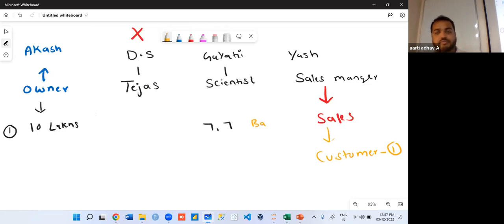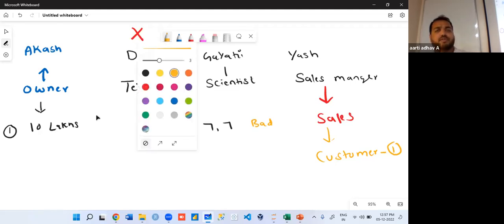ये clear हो गया, guys? Sales will decrease. So who is more responsible for the sales decrease? Yes, तो sale किया लेकिन product खराब तो sale कैसे होगा? So should I hire Gayatri now? No.